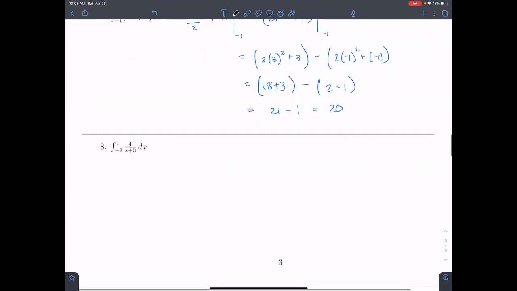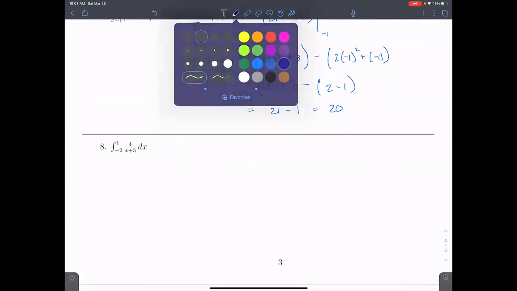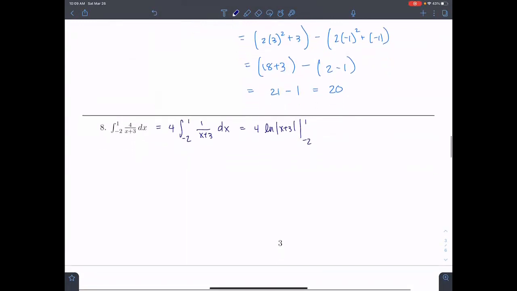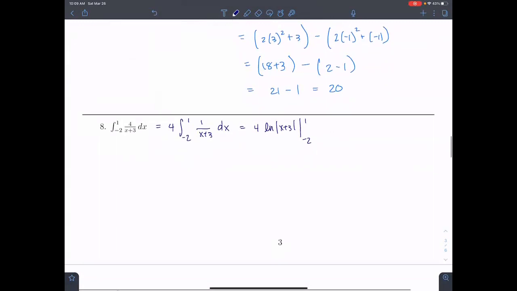Number 8, I am going to take that 4 out of the integral. Remember, that's a thing that we can do, and it's just going to make what I'm looking at easier to digest here. So this would be 4 times the ln of the absolute value of x plus 3, and we're going to evaluate that from -2 to 1. And we're going to do top minus bottom.